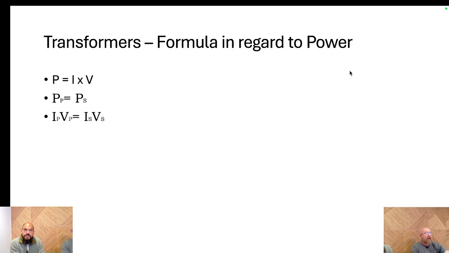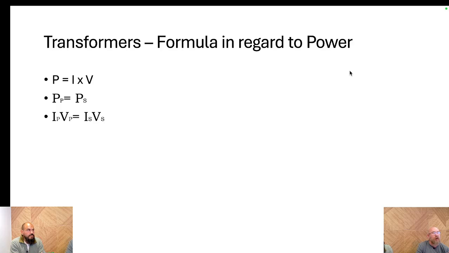Power on the primary equals, and this is where we're applying power law to Ohm's law here. And these are just additional substitutions of these. And you can use these based upon whatever you're trying to figure out through a transformer. But they're all fairly straightforward substitutions. Really straightforward, easy math, nothing complex.